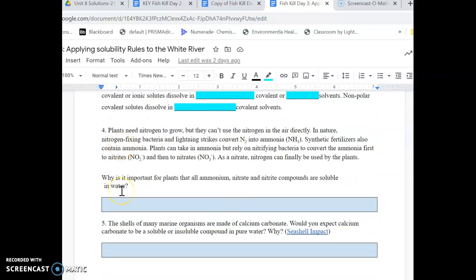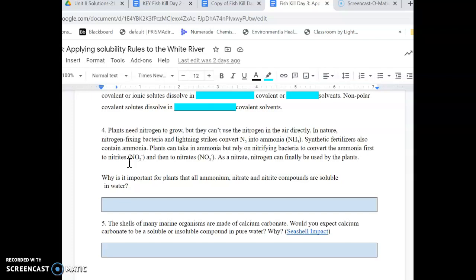For 4 here, plants need nitrogen to grow, but they can't use the nitrogen in the air directly. So there's nitrogen-fixing bacteria in the roots, and lightning strikes can convert that nitrogen in the air to ammonia, which is NH3. Also, synthetic fertilizers can contain ammonia. Plants can take in ammonia, but they rely on nitrifying bacteria to convert it first into nitrates. As a nitrate, nitrogen can finally be used by plants. So answer the question, complete sentences.